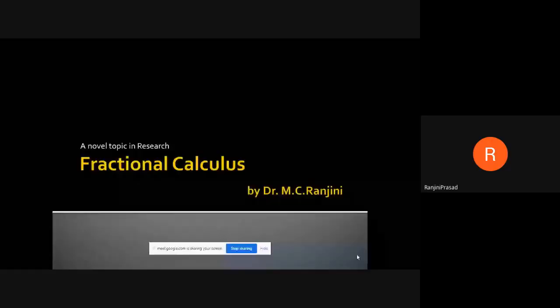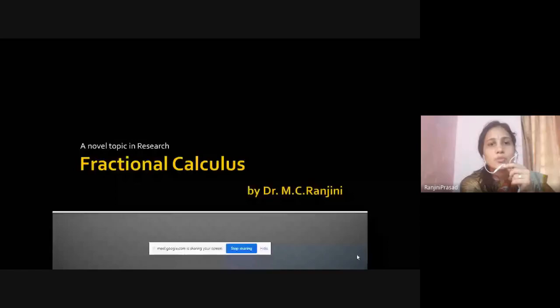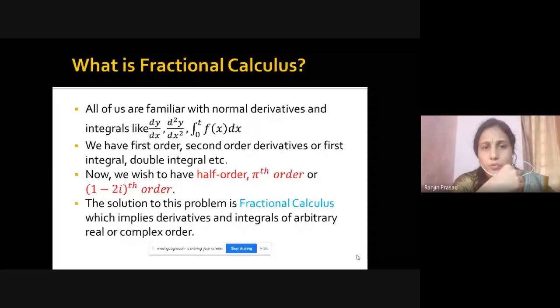We are all familiar with the normal derivatives and integrals, like dy by dx, d square y by dx square, and the first integral, integral 0 to t f of x dx, and double integral, triple integral. You're all familiar with that. First order, second order derivatives, and first integral, double integral, everything you know.